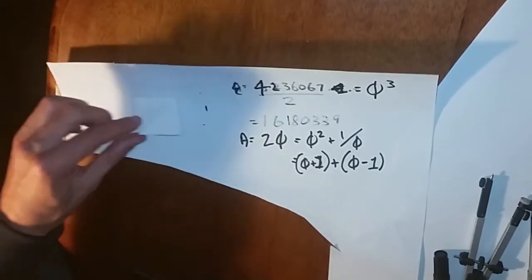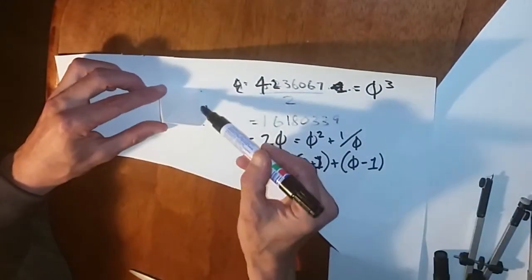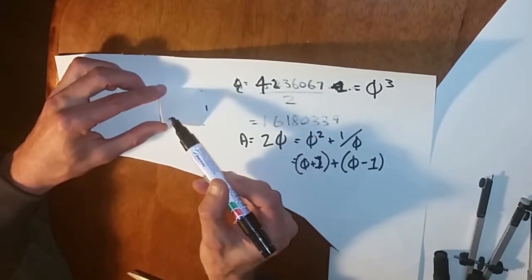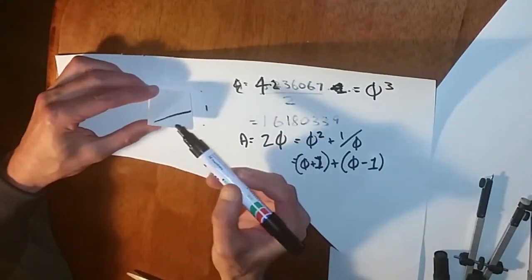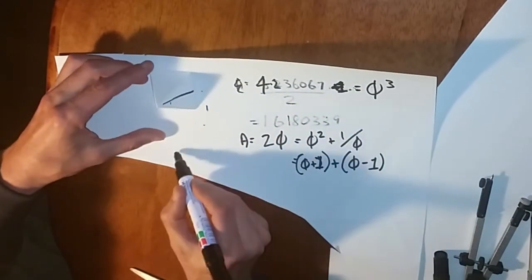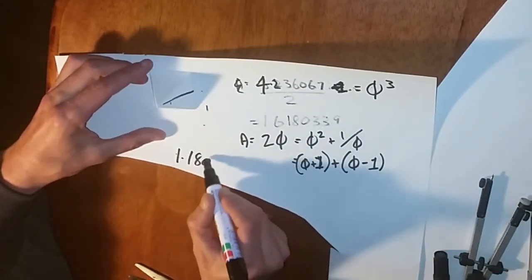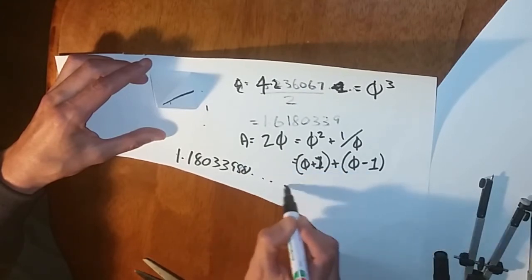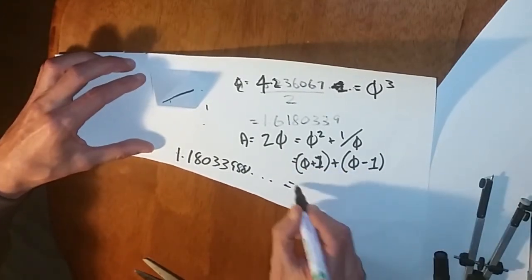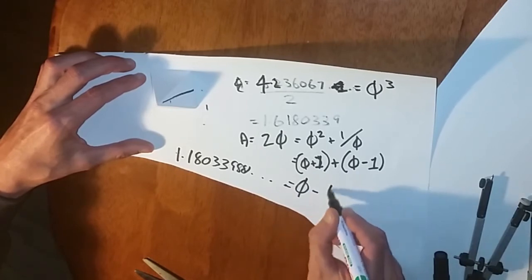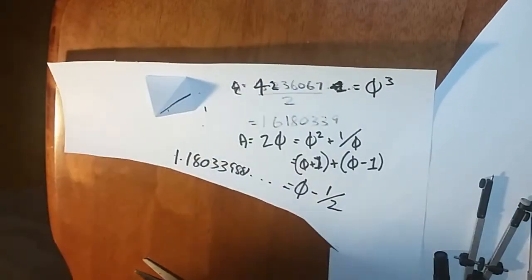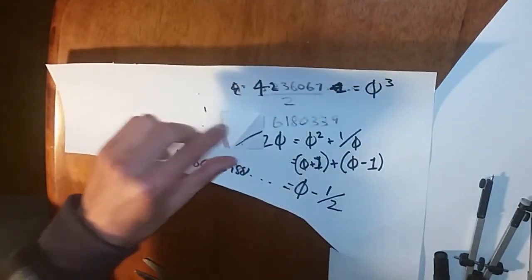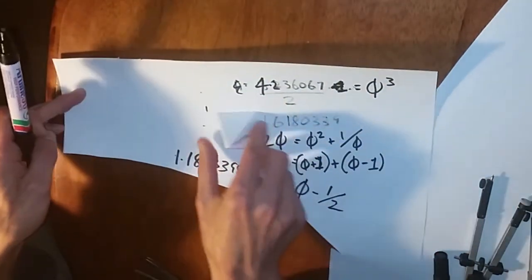Oops, and something I forgot. So if the base length is 1, therefore the height is also 1, then the slant is 1.180339887..., which is equal to phi minus 1 over 2. So again, it's another connection. So this true pyramid is overloaded with phi.